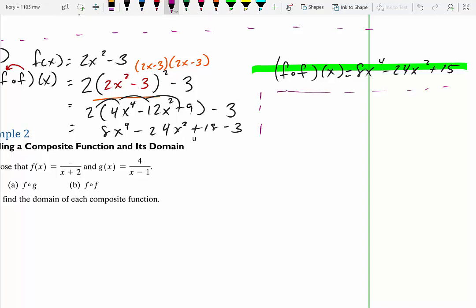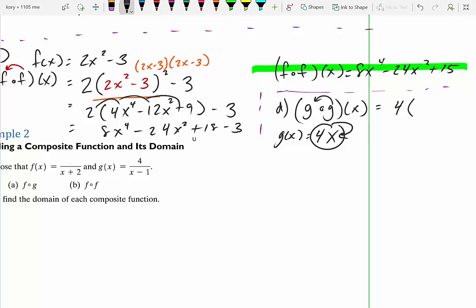All right, you want to move on to part D? All right, cool. Part D, we're doing g composed with g of x, so GOG. What are we going to do with g? Yep, plug it into itself. So we have g of x equals 4x. All we're doing is just plugging it inside itself. All right, let's do that. So we have 4 times 4x. We simplify to get g composed with g of x equals 16x.